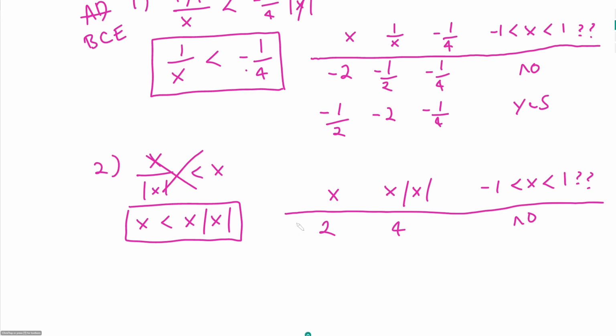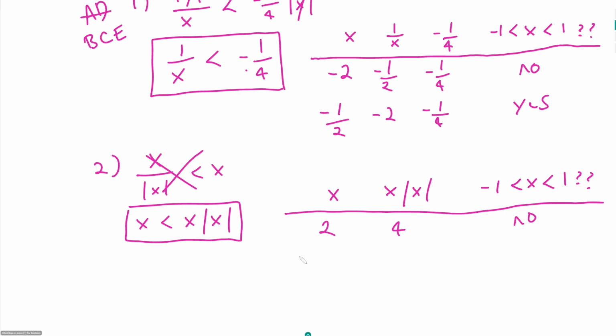So we want to only be testing numbers within our range. And so what if I tried x is equal to 1/2? Then x times the absolute value of x would be 1/4. So this does not work, though, because this does not fit the criteria of our statement. 1/4 is not greater than 1/2.